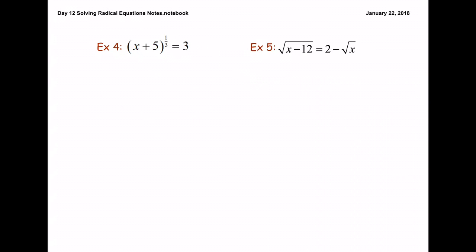So then the next example, example 4, we have something to the 1/3 power. So to undo something to the 1/3 power, we are going to raise it to the 3rd power. 1/3 to the 3rd power is just 1 whole, so we have x plus 5. 3 to the 3rd power is 27. The inverse of plus 5 is minus 5, and we get x is equal to 22.